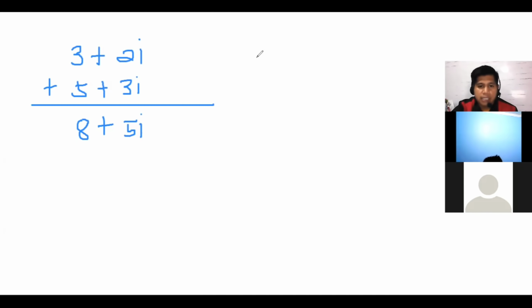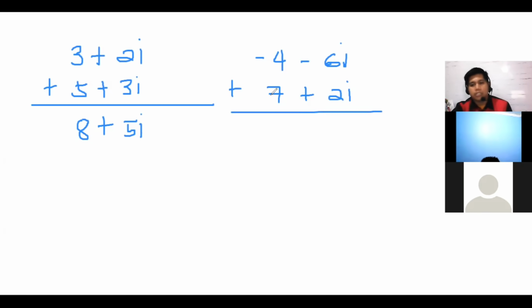How about if we have -4 minus 6i, then plus let's say 7 plus 2i? You're going to add it algebraically. If you're adding two integers where one is negative and the other is positive, you're going to subtract them. Subtract the smaller number from the bigger number. So 7 minus 4 will give you 3, and then copy the sign of your bigger number. The sign of your bigger number is positive since 7 is bigger than 4. And then proceed here.